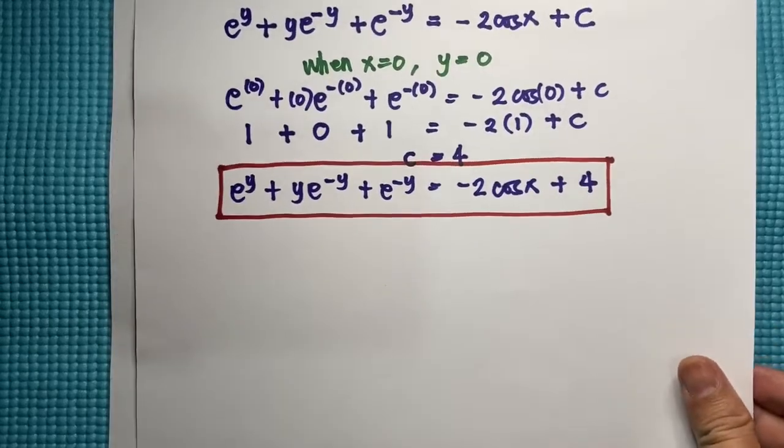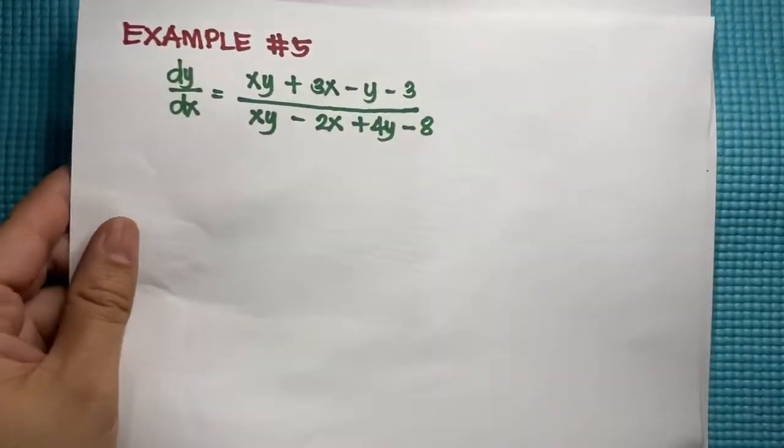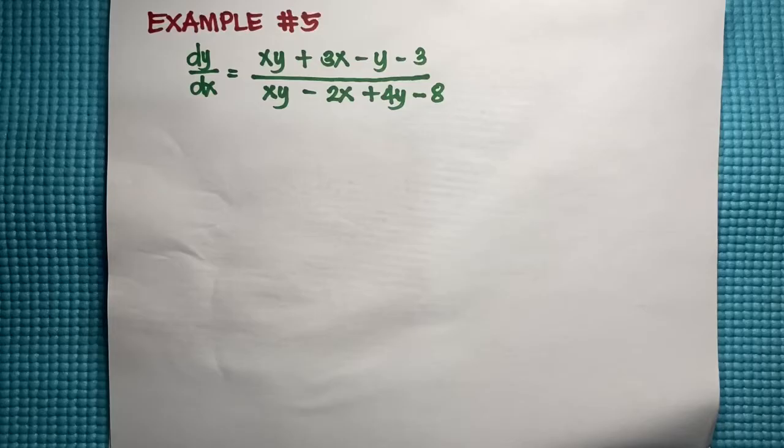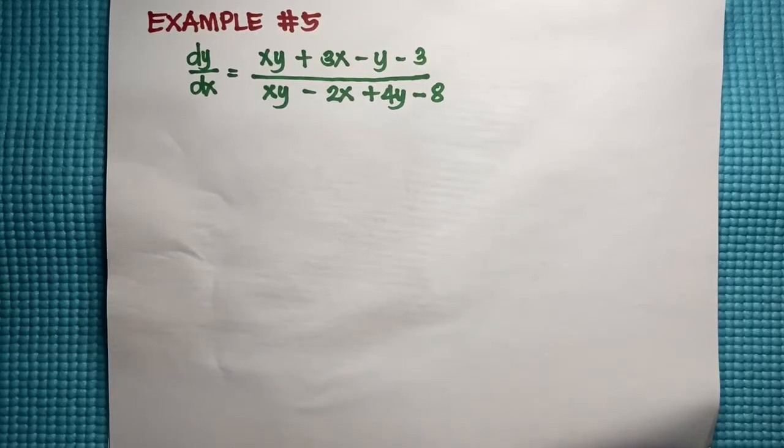So let us now proceed with our last example. On this last example, this is not the typical method that we will be using for a separable equation, because looking at the given differential equation, as you can see here, the variables x and y are separated by algebraic operations of plus and minus, which makes it difficult to separate the variables x and y.